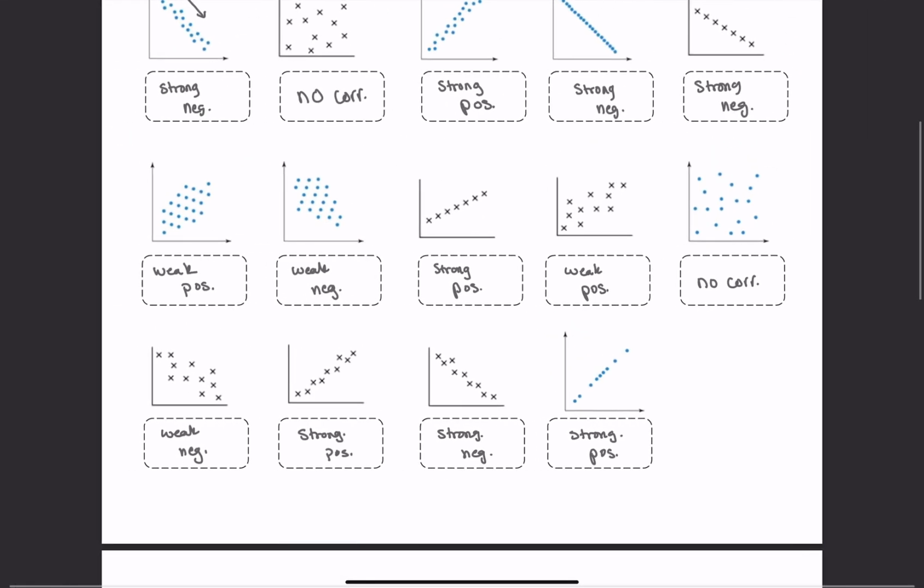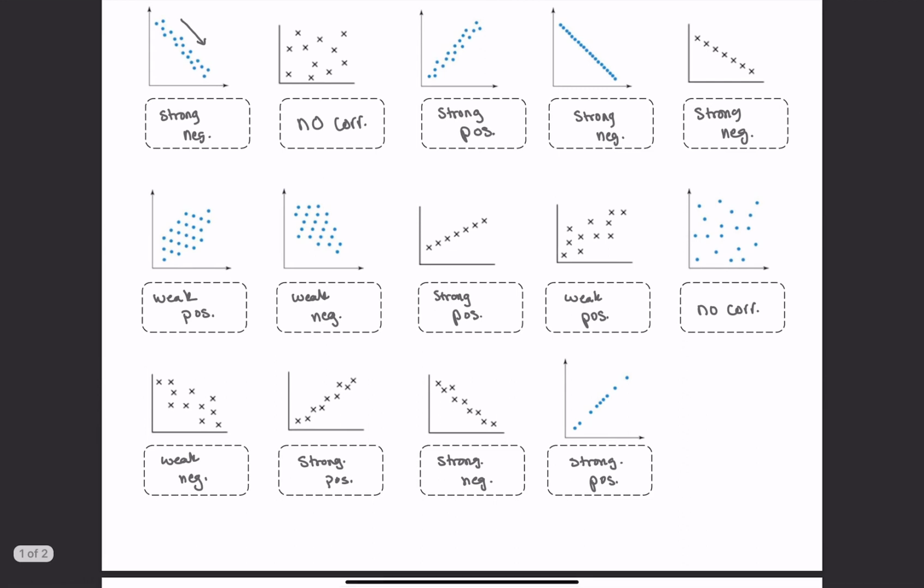All right, so very good. Again, weak correlations are a little bit wider apart, a little more spread out, but you can tell the direction they're going. If it's strong, it almost looks like they're going to create a nice straight line, and you can also tell the direction they're going. And then if they're totally spread out and you can't tell what's happening, no correlation.